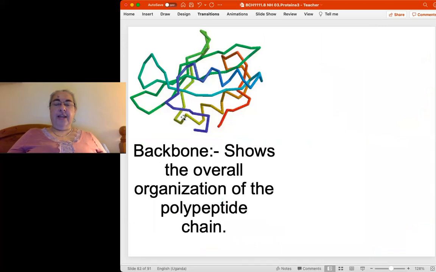Okay, so this first diagram is what's called a backbone model. It shows the overall organization of the polypeptide chain. Here we've taken away the side groups. We're not saying anything about the R groups, and we're not even really emphasizing secondary structure, although perhaps you can guess that this is an alpha helix by just looking at the shape. But we're not really seeing very much else about the shape. We're looking at the way the polypeptide chain is organized.